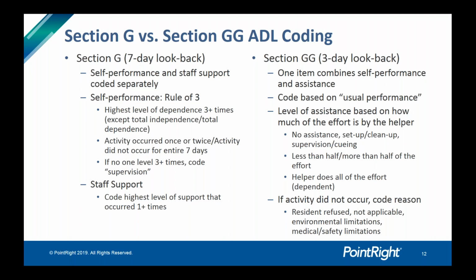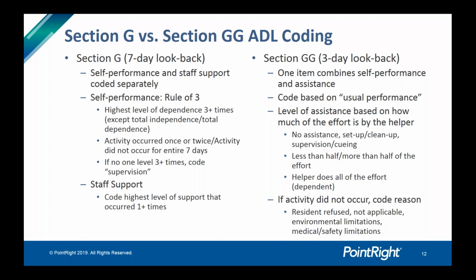So we have no assistance, total independence. We have setup and cleanup help. We have supervision and queuing. Then we get into the actual physical assistance with the activity itself. So less than half of the effort versus more than half of the effort for that activity. And then there's total dependence. Helper does everything and the resident doesn't even participate in the activity. That less than half and more than half is where you really have to discuss and hash out what level of effort that usual performance lands at.